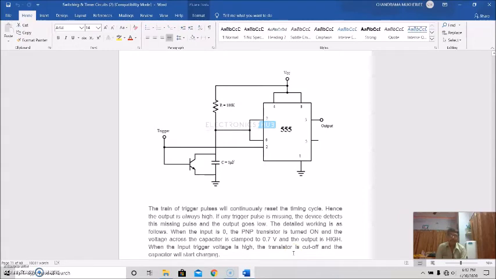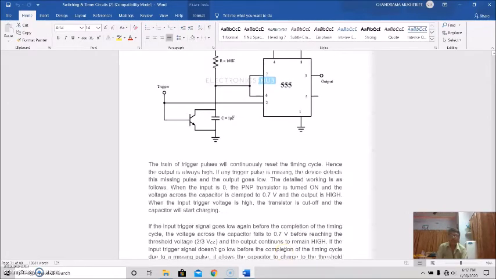And the detailed working is like this. When input is 0, the PNP transistor is turned on, and the voltage across the capacitor is clamped to 0.7 volt, and the output is high. Now when the input trigger voltage is high, the transistor is cut off, and the capacitor will start charging. So if the input trigger signal goes low again before the completion of the timing cycle, the voltage across the capacitor falls to 0.7 volt before reaching the threshold voltage, which is nothing but 2/3 of the supply voltage VCC, and output continues to remain high.